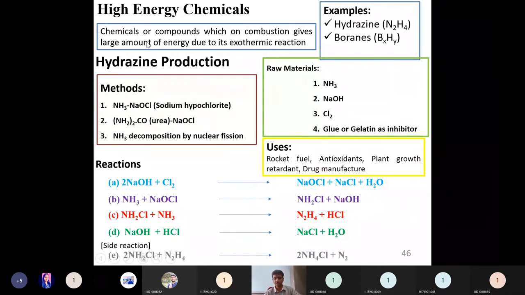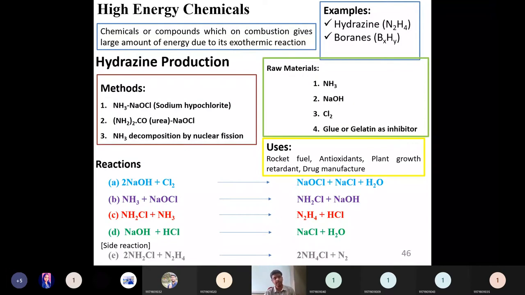High energy chemicals. What are the high energy chemicals? Why are we calling them high energy chemicals? These chemicals or compounds, when they are subjected to combustion reactions, will release a large amount of energy due to their exothermic reaction. The reaction which is carried out inside is an exothermic reaction.